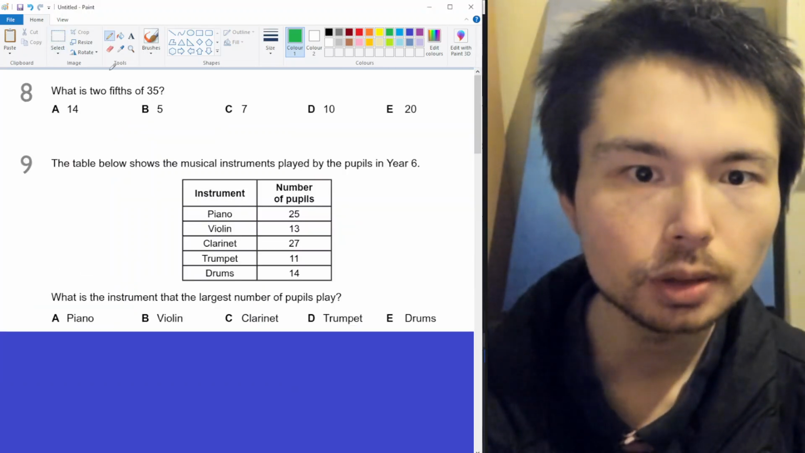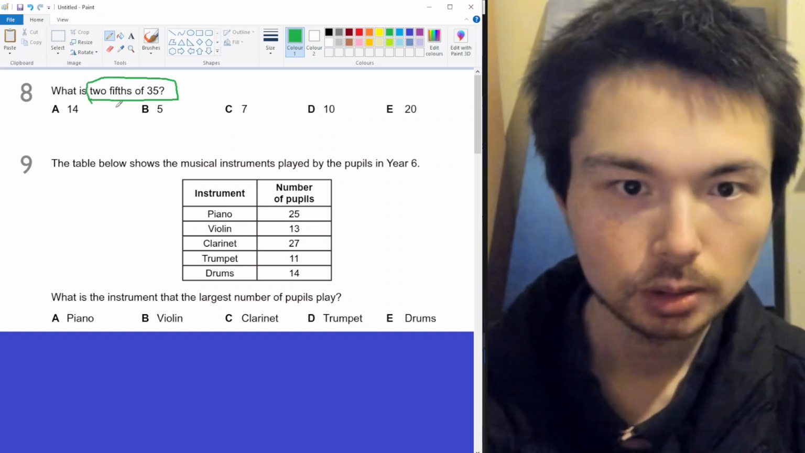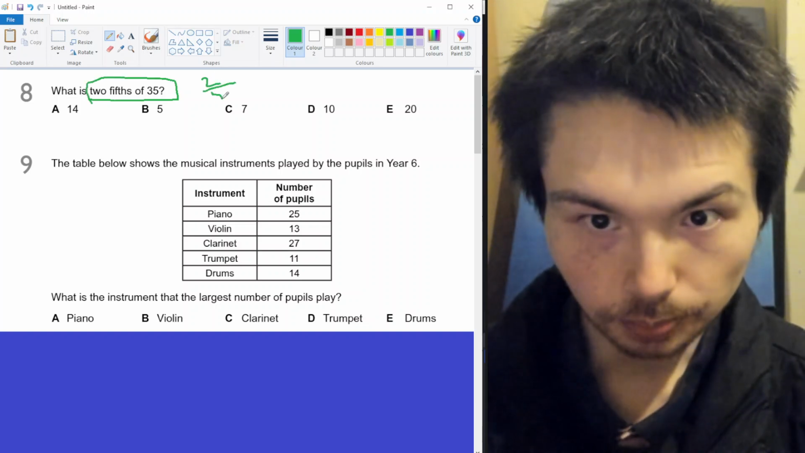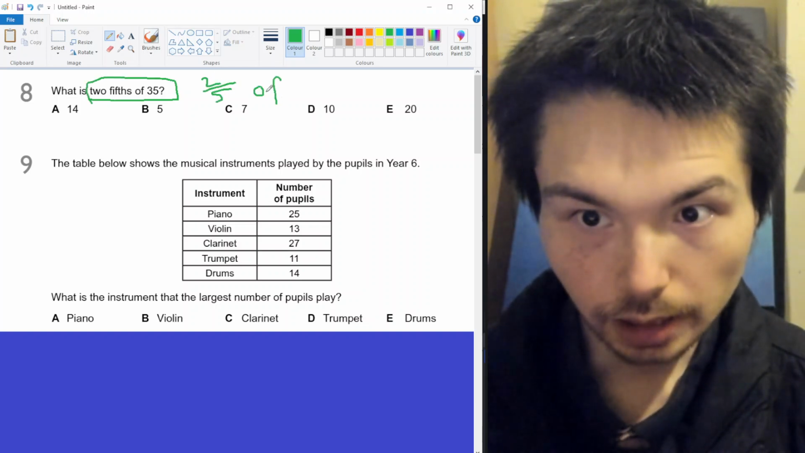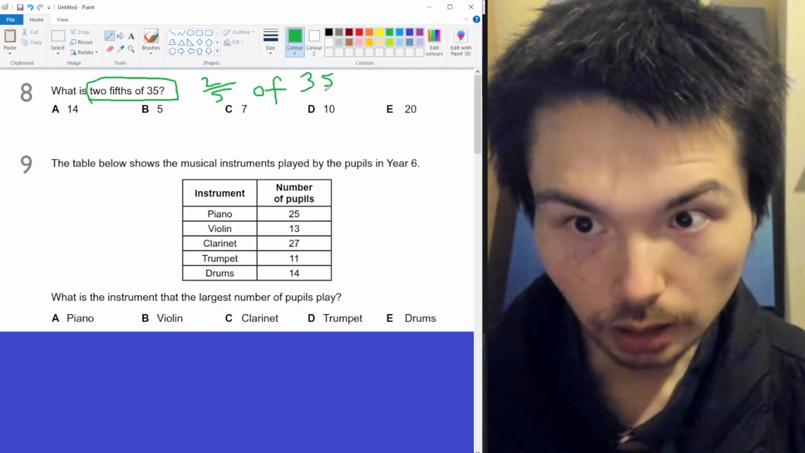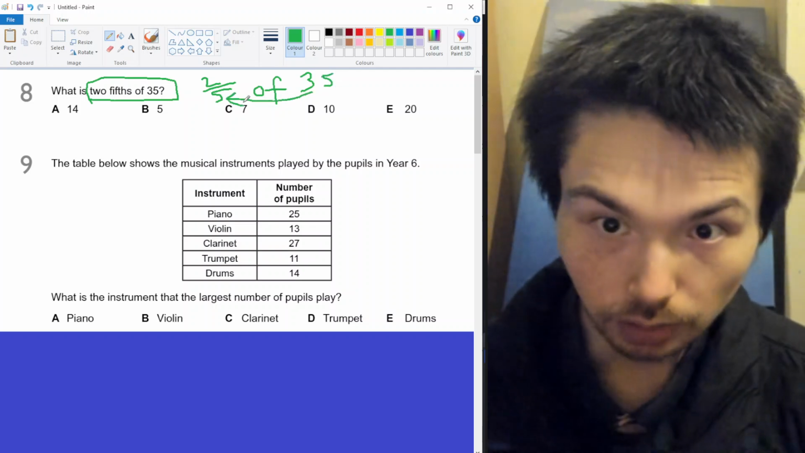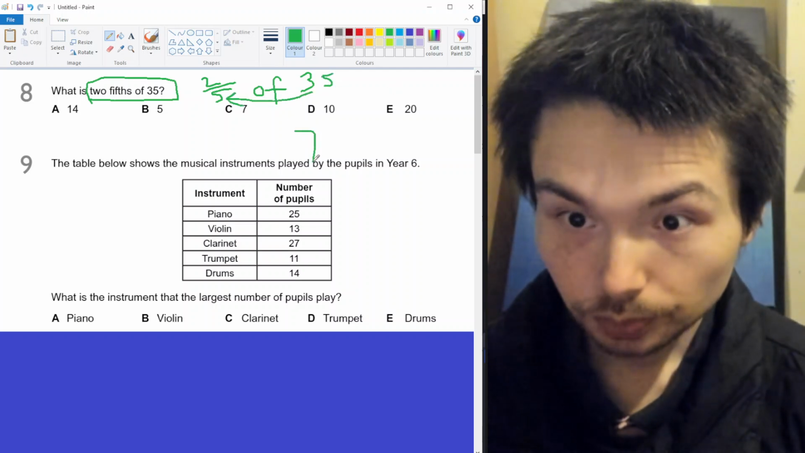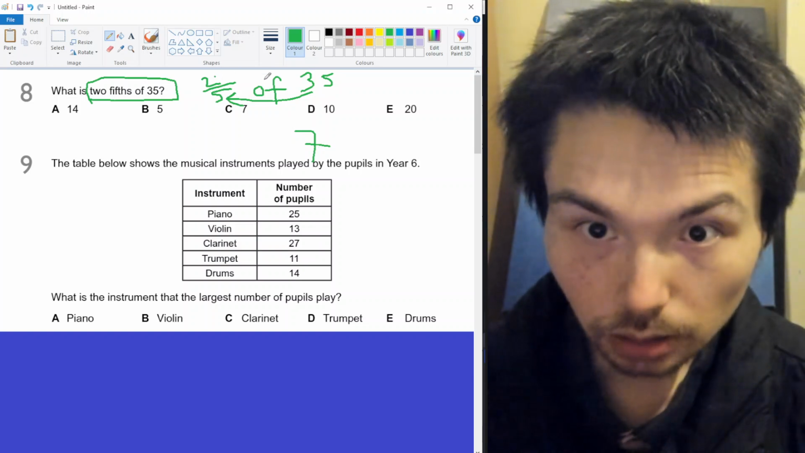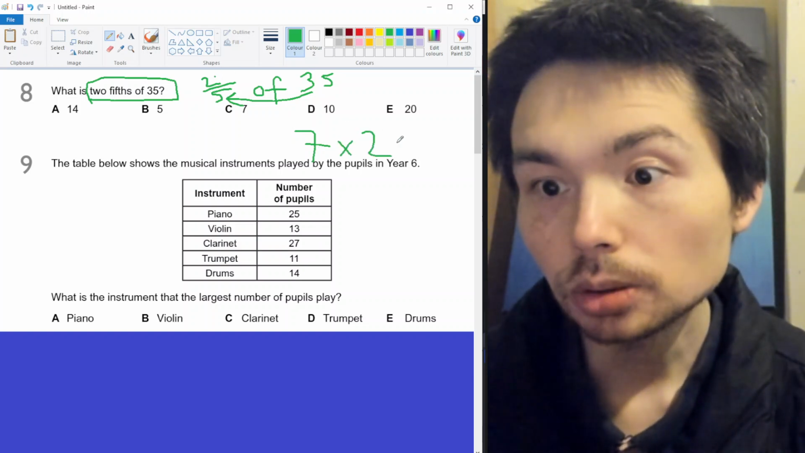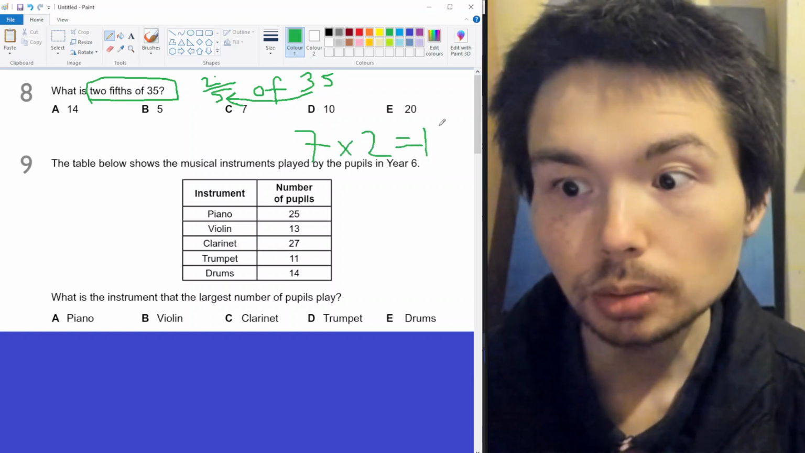What is 2/5 of 35? 2/5, write it as a fraction. Every time we see that, you take the number and then you divide by the bottom number. 35 divided by 5 equals 7. Then you take that number and see the top number, you need to times by 2. So we have it. 7 times 2 equals 14.